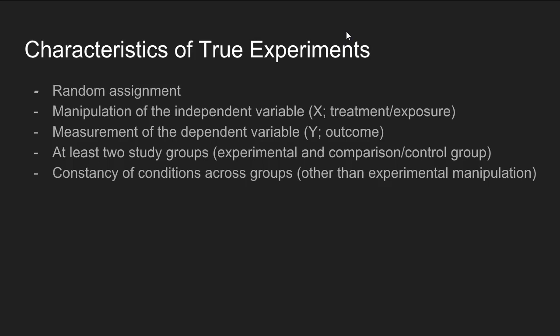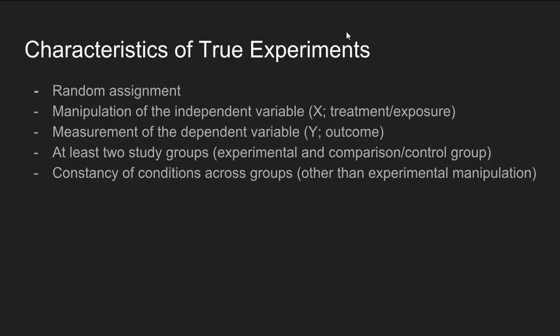The other characteristic of a true experiment is that the researcher measures the outcome of interest, the dependent variable. So in addition to manipulating exposure to the treatment, the researcher is also measuring the outcome. And in many cases, they'll observe the outcome. They'll do a pre-test and a post-test. So they'll do measurements before and after study participants receive some type of treatment or exposure.